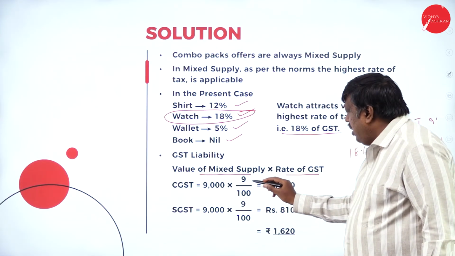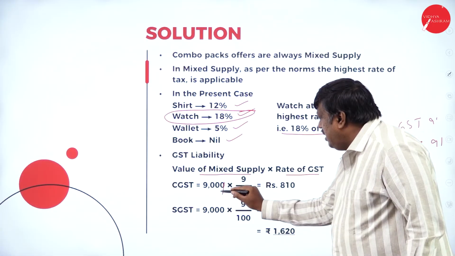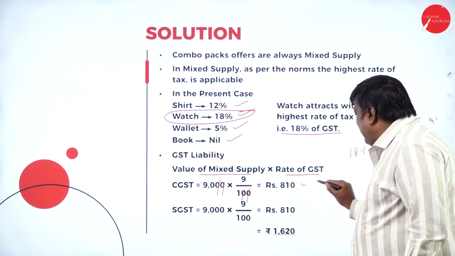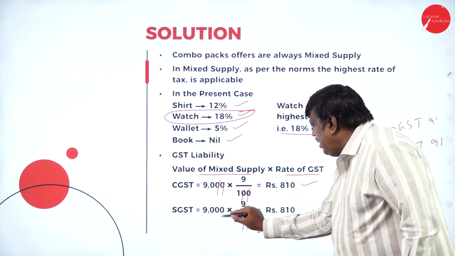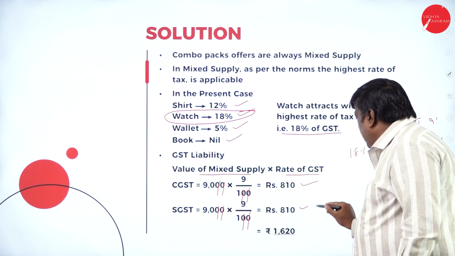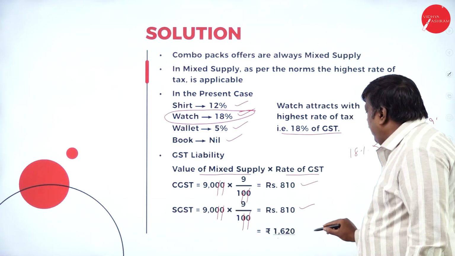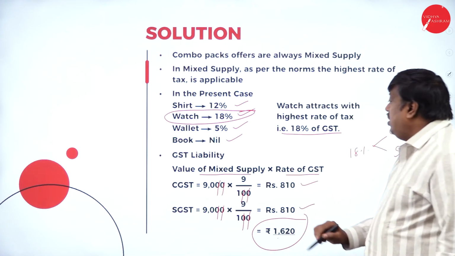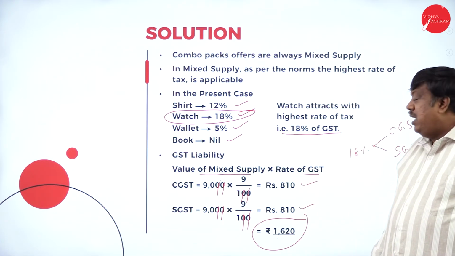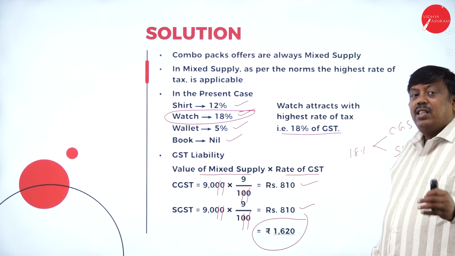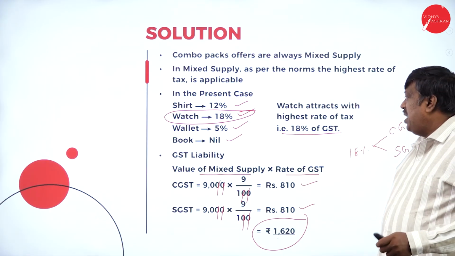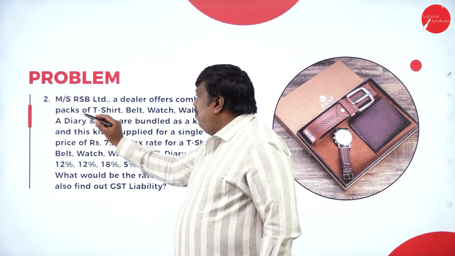So 9,000 into 9 by 100, 0 gets cancelled, 9 into 9 is 81, 0 gets cancelled, 9 into 9 is 81, the total 1,620. 1,620 is the GST amount I have to pay. The total GST will be 1,620 rupees. And next we have here, Mrs.